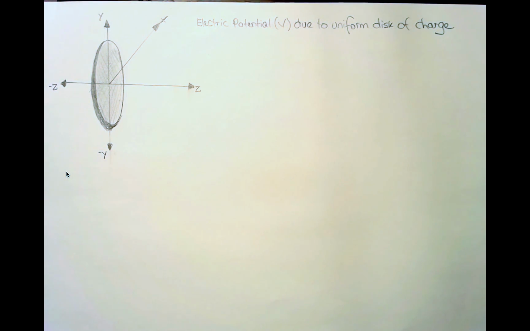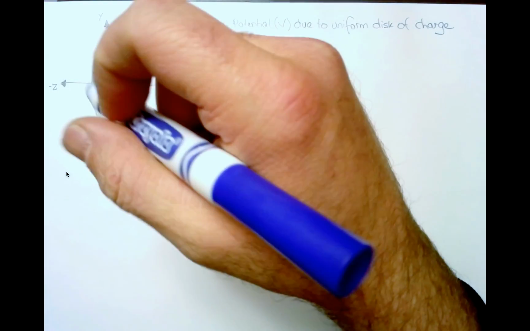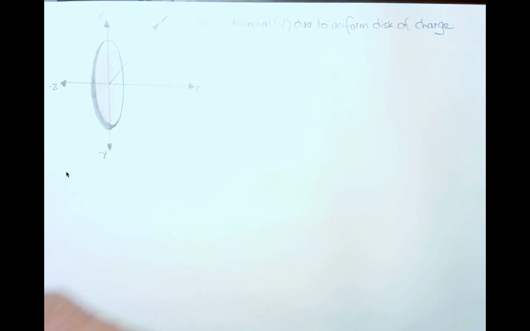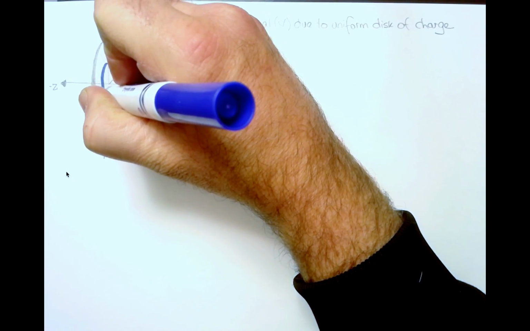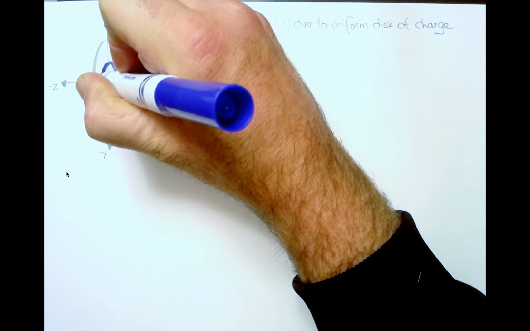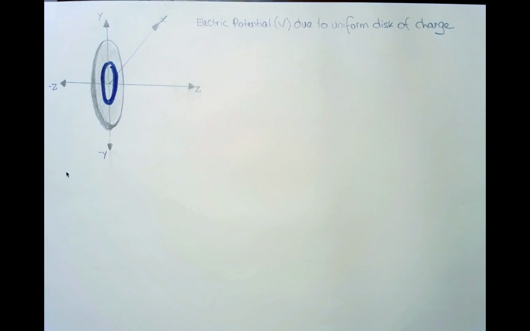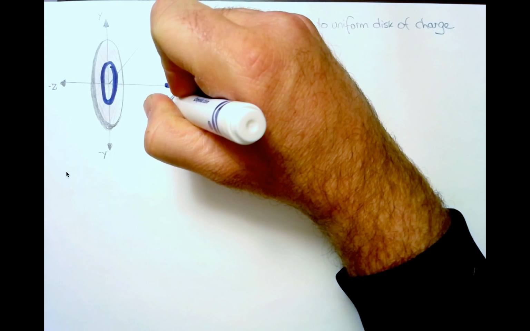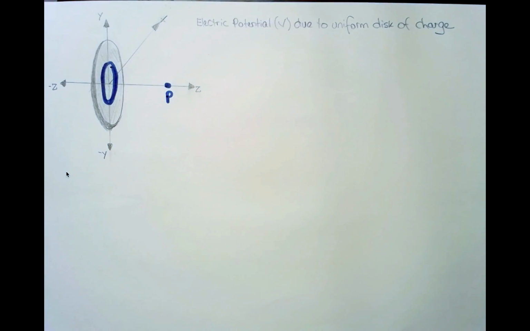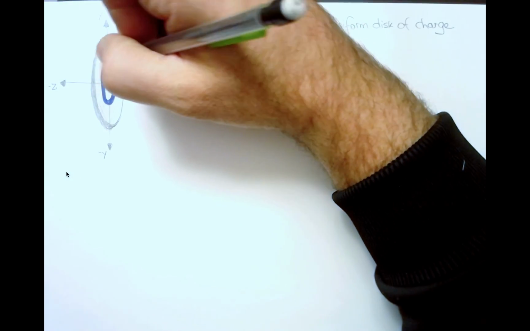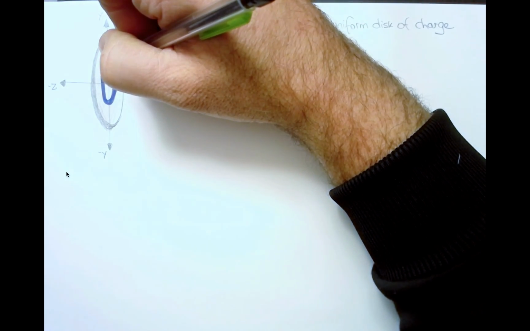In this problem, I'm going to be looking at the electric potential due to a uniform disk of charge. The first thing I have to do is, I've made a sketch of this disk, and the strategy is going to be to take an individual ring that is one part of the larger disk and analyze the contribution at some point along the z-axis. Let's call that point P. The contribution of the electric potential at point P due to that individual ring.